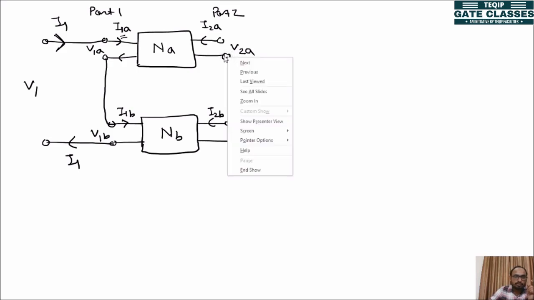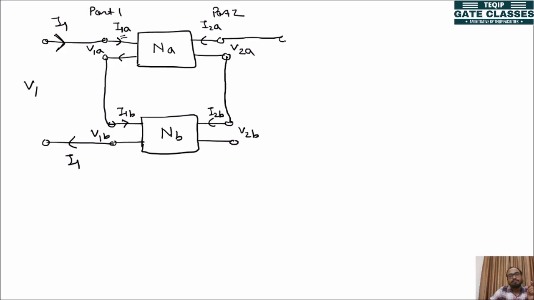Similarly for port 2 also, we can connect it like this. And we can say it is V2 and this is I2. I2 will come here also. Got it? Now there are some relations here that we have to write first.